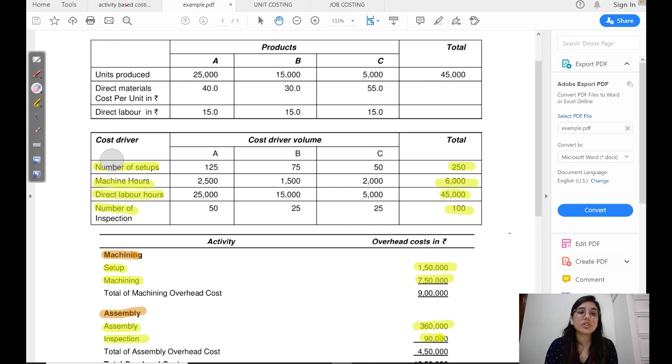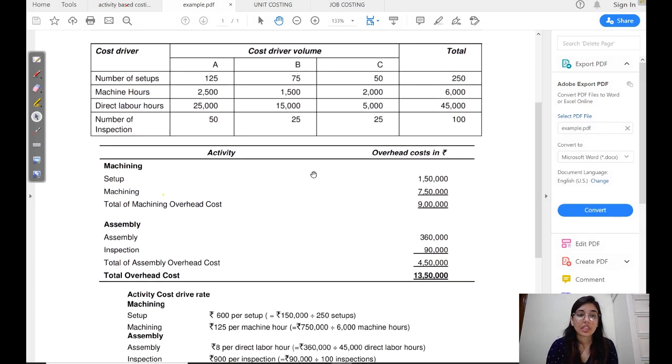So let us have a look at how we calculate this. Just give me a second in order to erase it. Till then you can post the doubt if you have any.